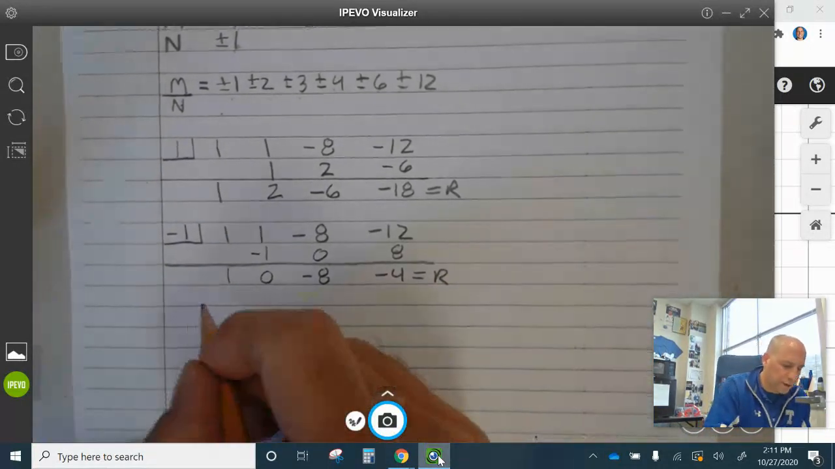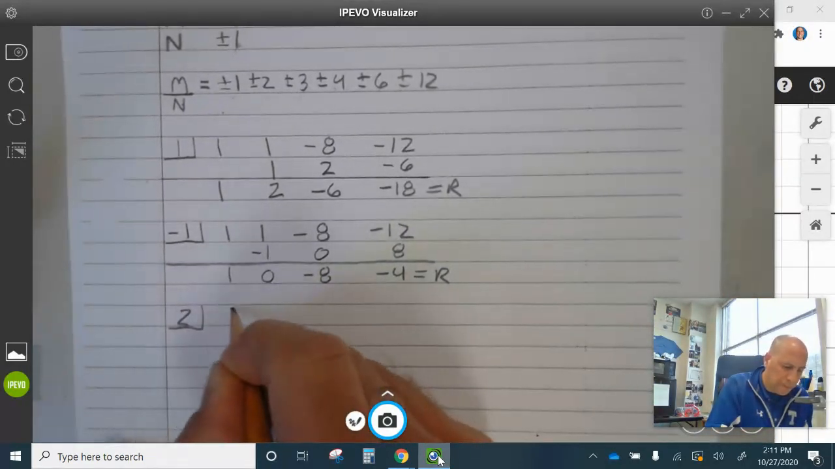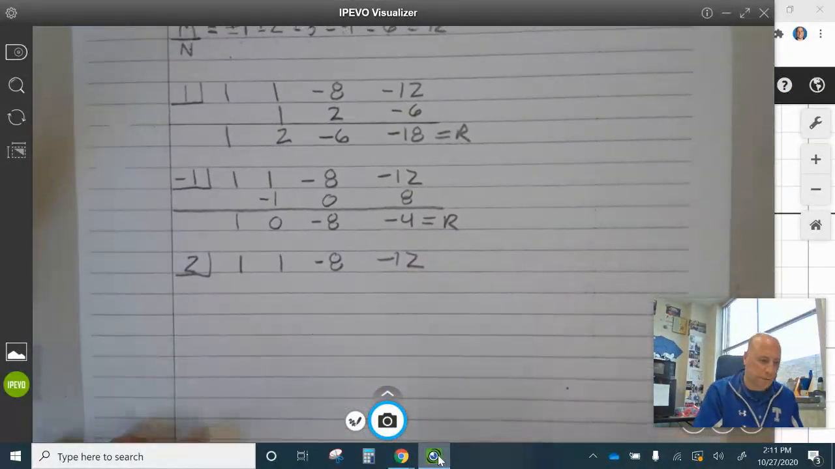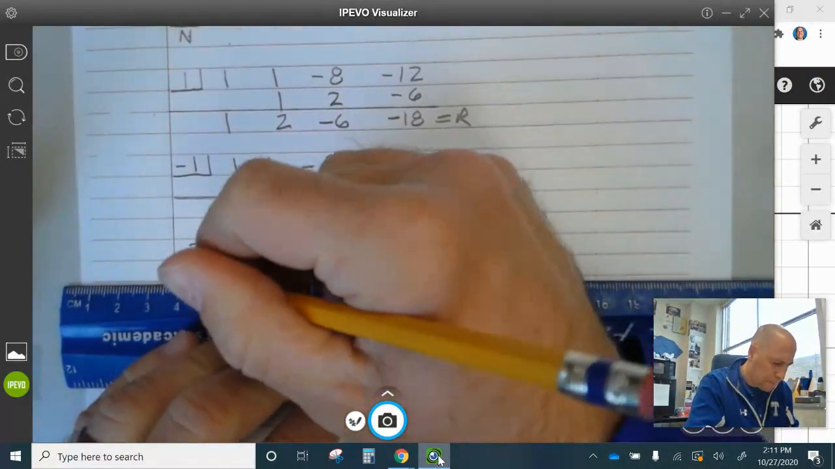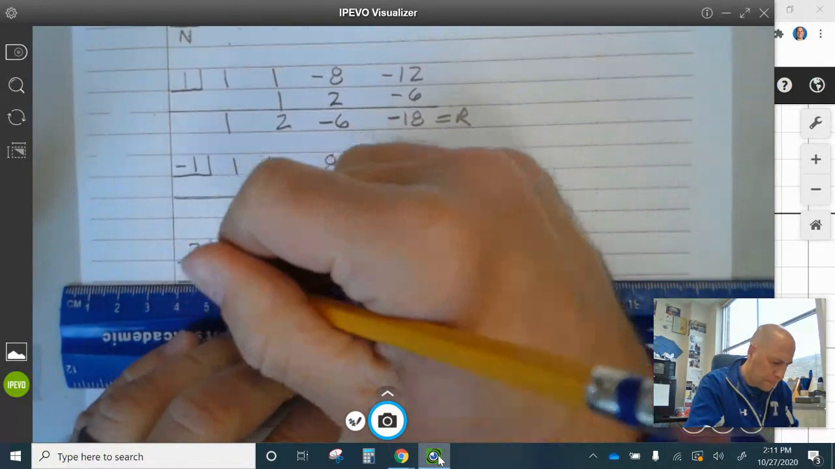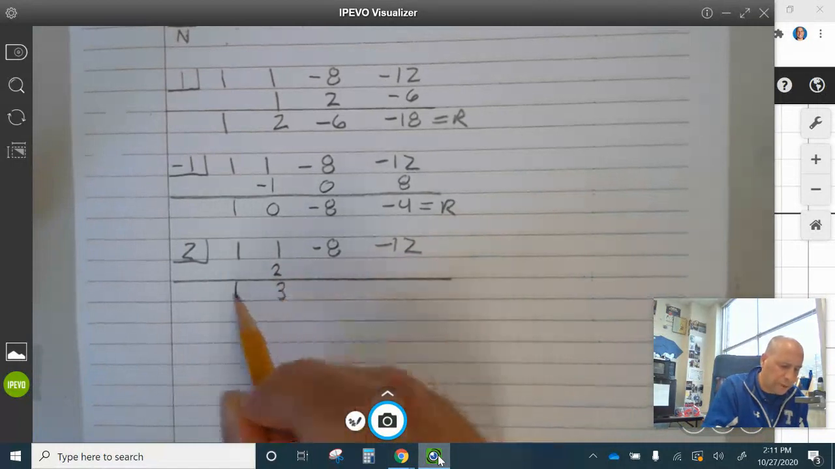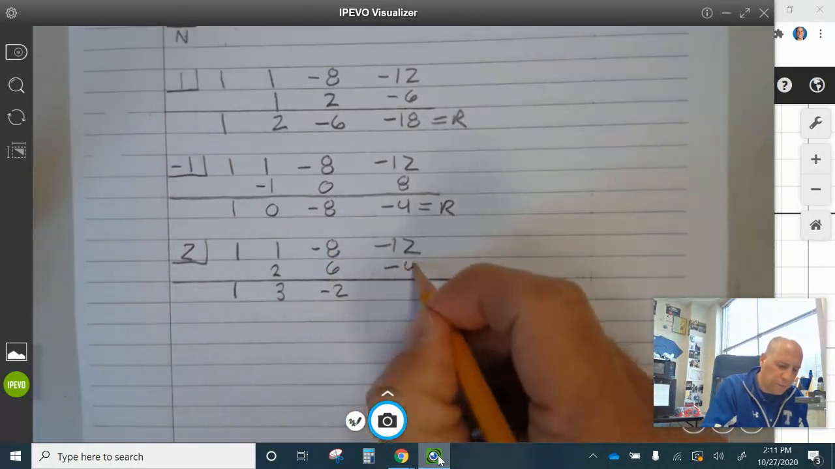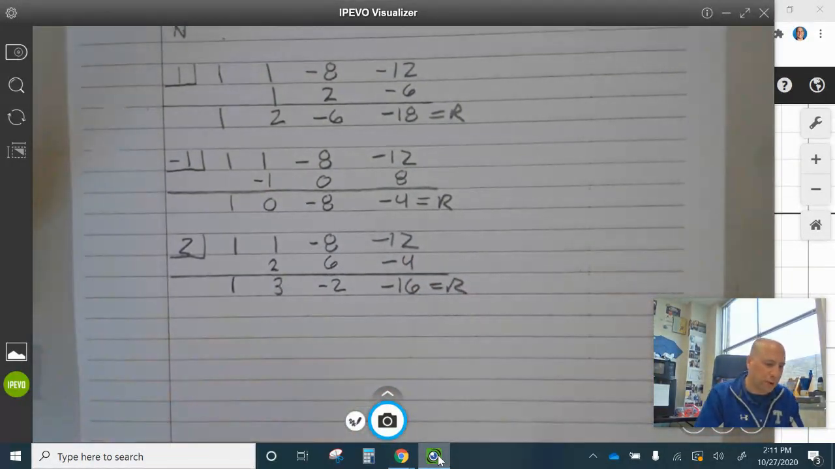Okay, so now let's try positive 2. So 1, 1, -8, -12. Okay, so bring down the 1. 2 times 1 is 2. 1 and 2 is 3. 2 times 3 is 6. -8 and 6 is -2. 2 times -2 is -4. Remainder is -16. 2 is not a 0 of the polynomial function.